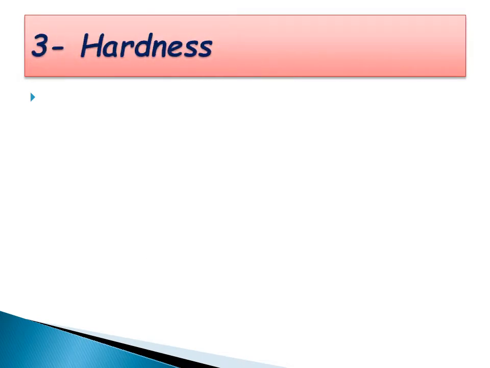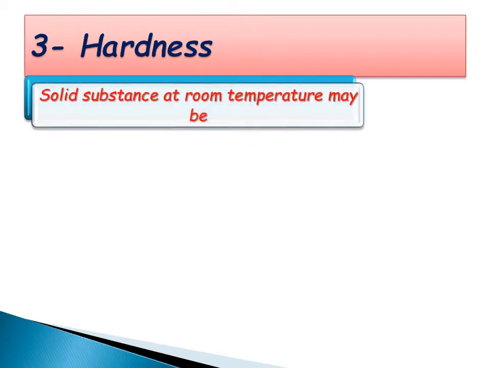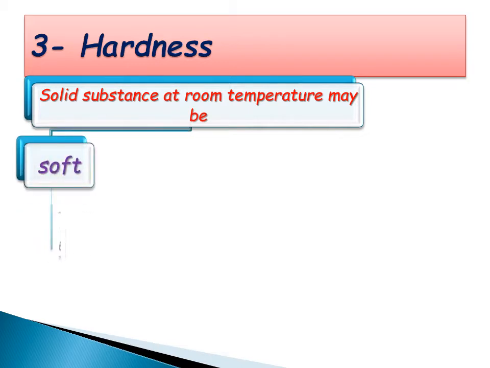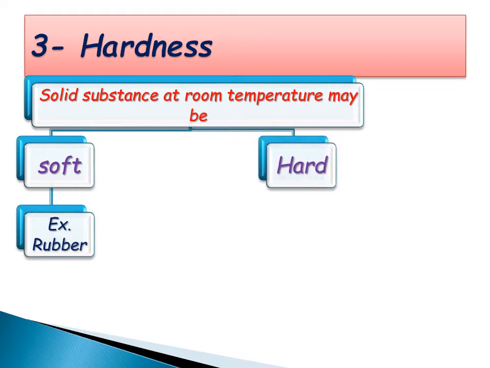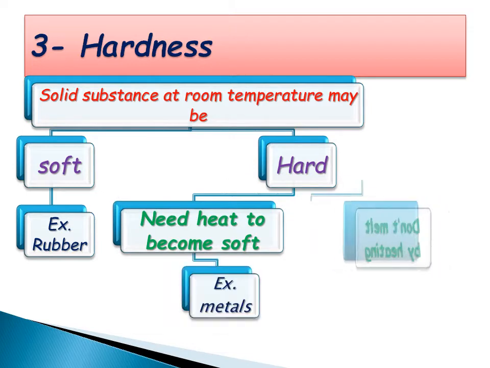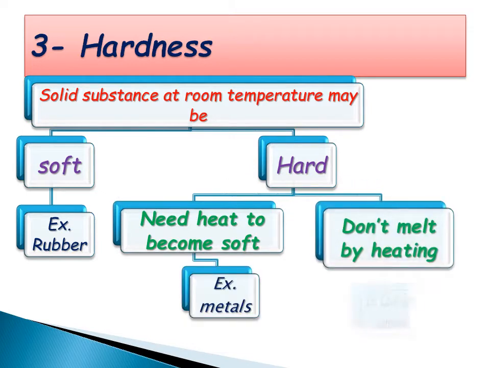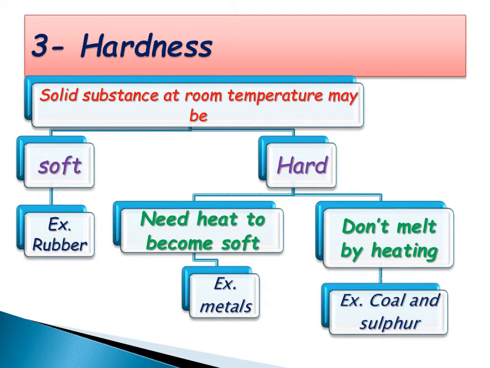Property number 3, or characteristic number 3, used to differentiate between substances, is hardness. Some substances are hard at room temperature and some are soft. So a solid substance at room temperature may be soft like rubber, or may be hard like metals, and coal or sulfur.